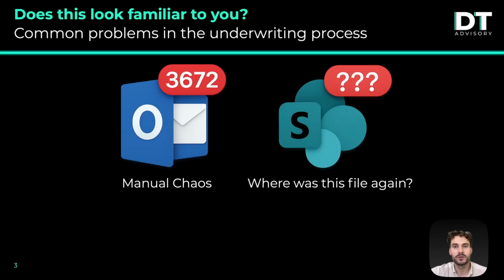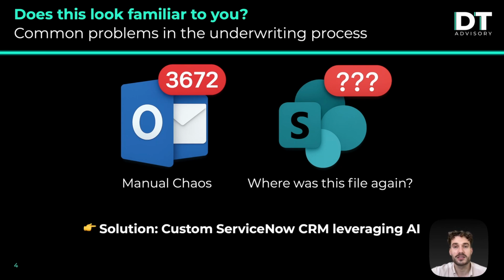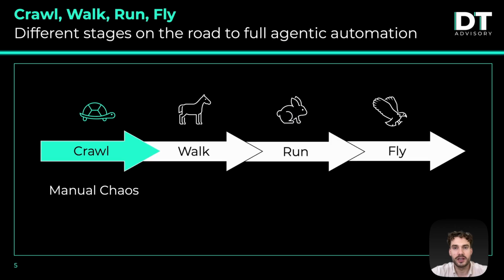In underwriting, we have problems such as overfilling inboxes and inconsistent data structures. Therefore, we developed a custom AI solution built upon ServiceNow CRM. If we look at the underwriting landscape, most solutions are crawling or, at most, walking solutions.